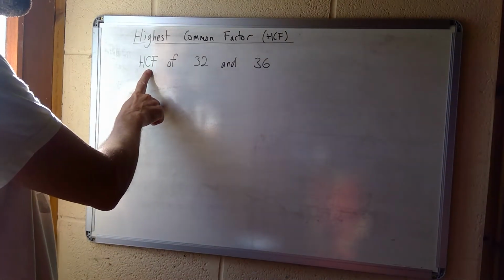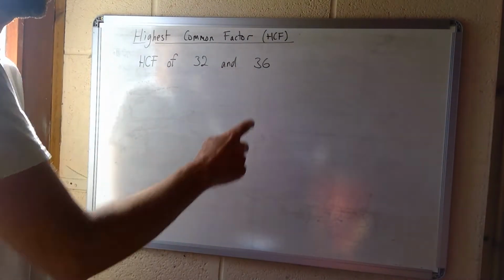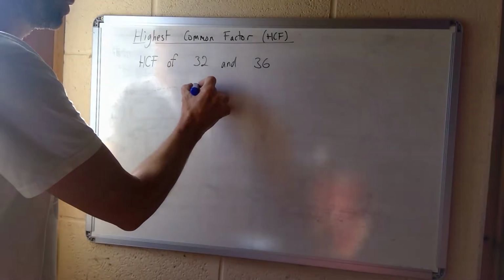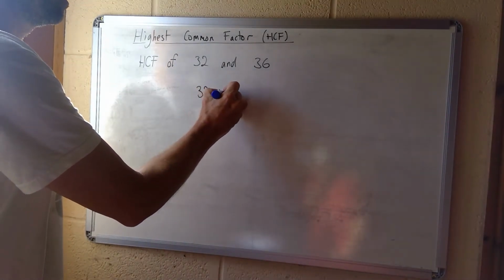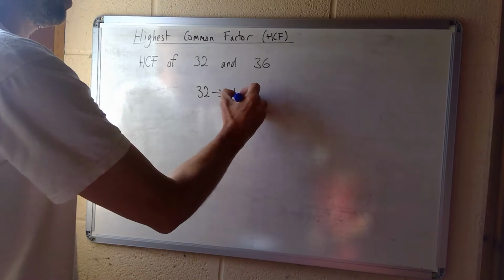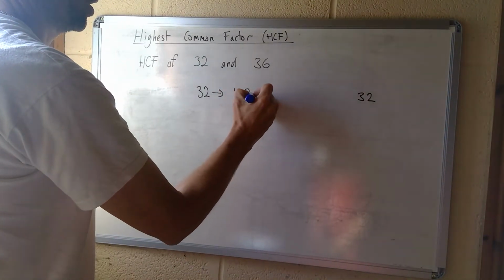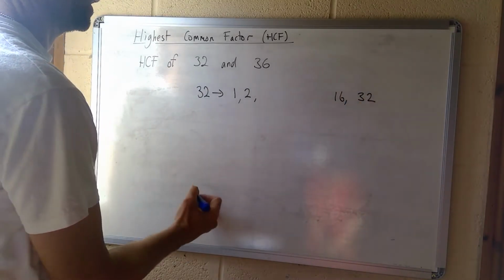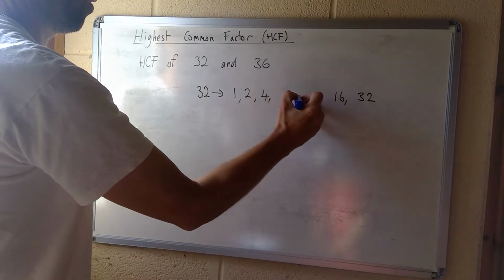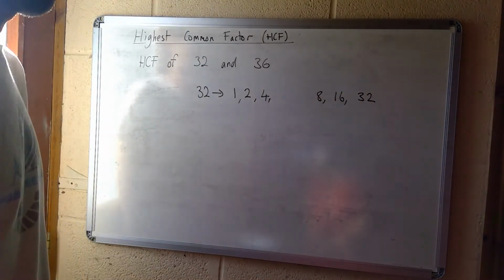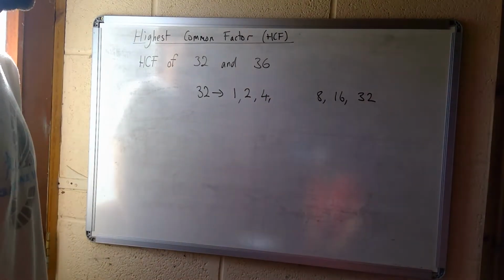So the first method, I'm going to find the highest common factor of 32 and 36. I'm just going to write two lists. The first one is all the factors of 32. So 1 and 32, 2 and 16, 4 and 8, and that's all the factors of 32.